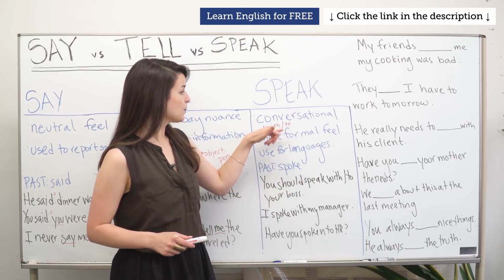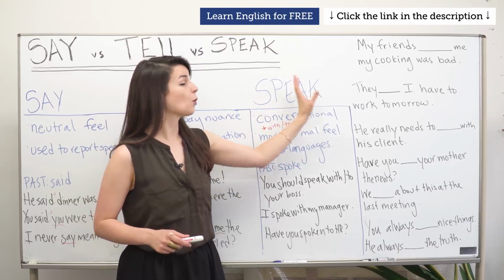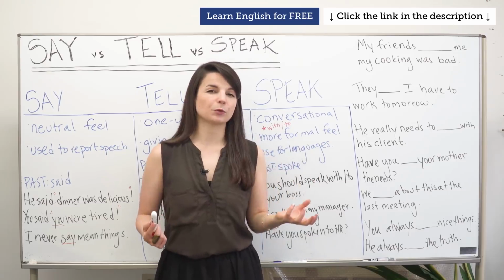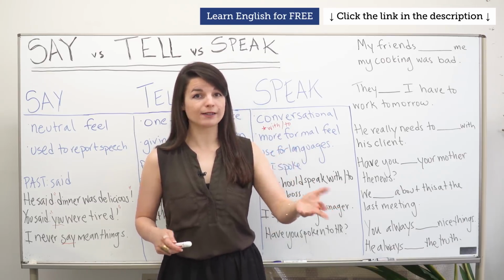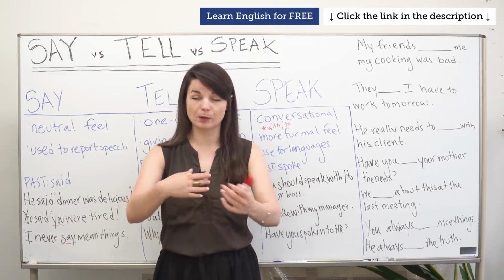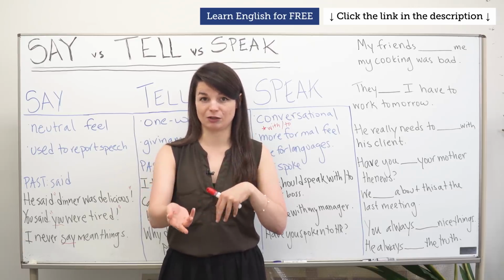But we can use speak with either with or to. So I mean speak with someone and speak to someone. The difference between these two is very, very small. If you say speak with my boss, it sounds like you expect a conversation with your boss. Speaking with someone sounds like there's information passing back and forth between the two of you.